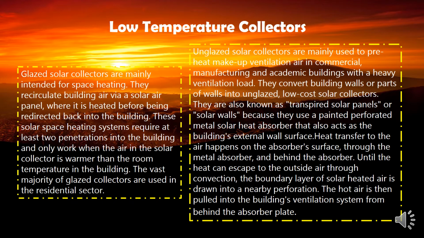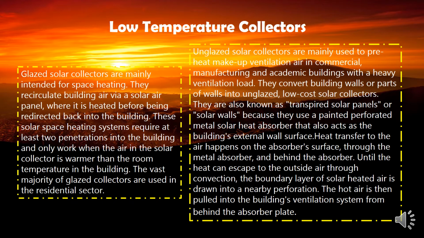They recirculate building air via a solar air panel where it is heated before being redirected back into the building. These solar space heating systems require at least two penetrations into the building and only work when the air in the solar collector is warmer than the room temperature in the building. The vast majority of glazed collectors are used in the residential sector. For example, the air heaters which are used in houses.